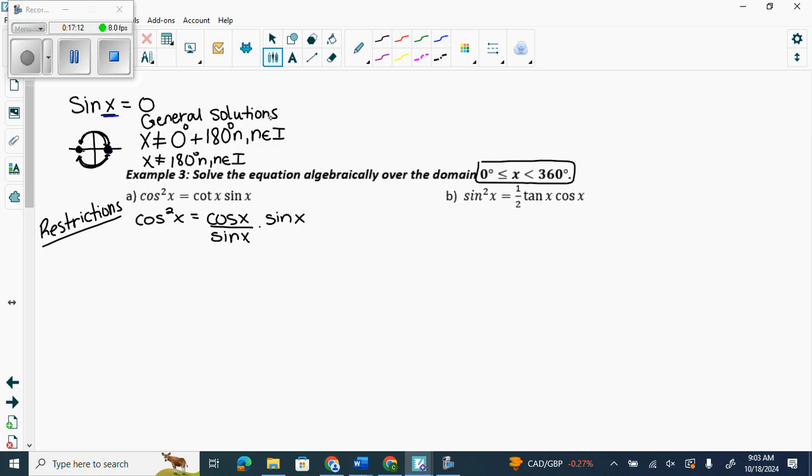Restriction. This one would just be x can't equal 0, 180, and 360. What's the catch with 360? Do we even have to list it? No, because it's not even in the domain. If I list it, I'm not wrong, but it's not even in the domain. So the restriction of the domain would be. We all agree?